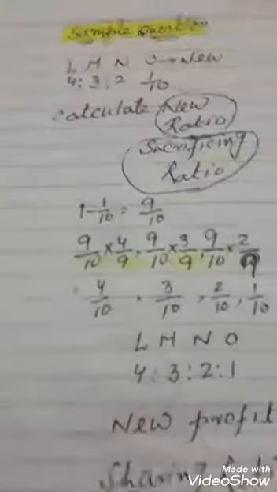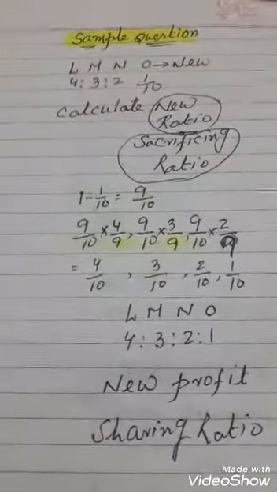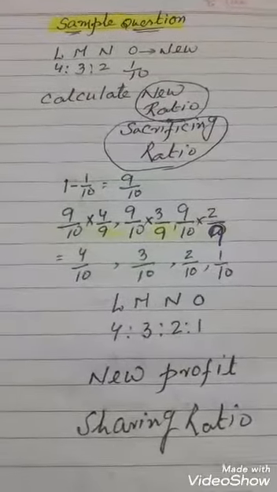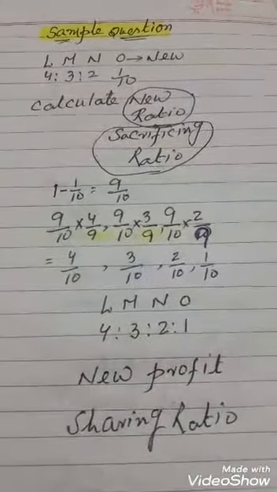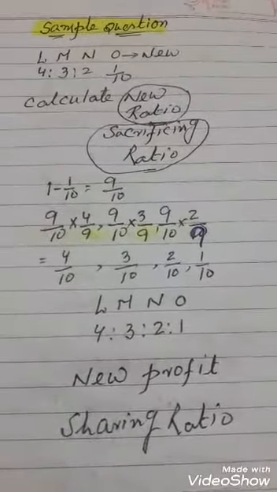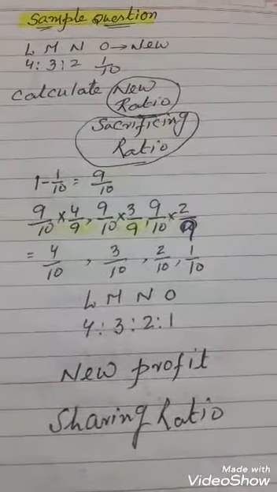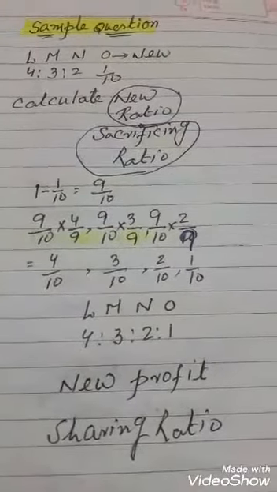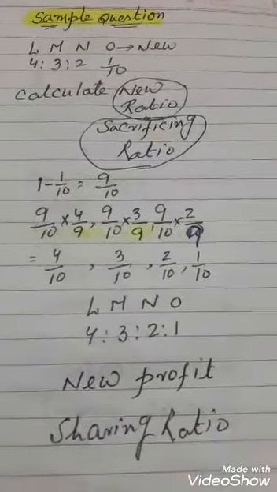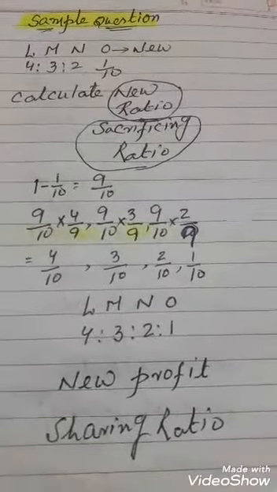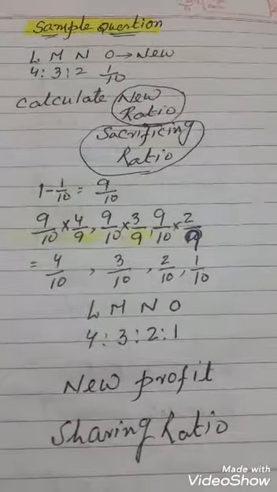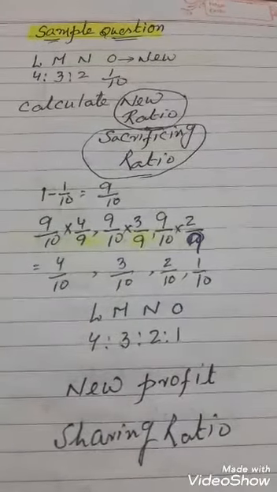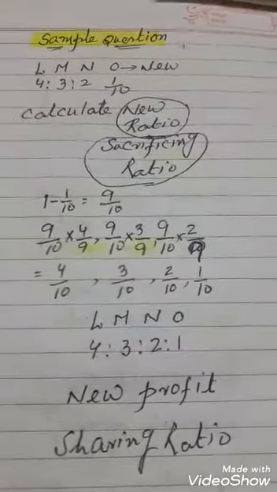See, this is the calculation of new ratio, and for the same question, calculation of sacrificing ratio.